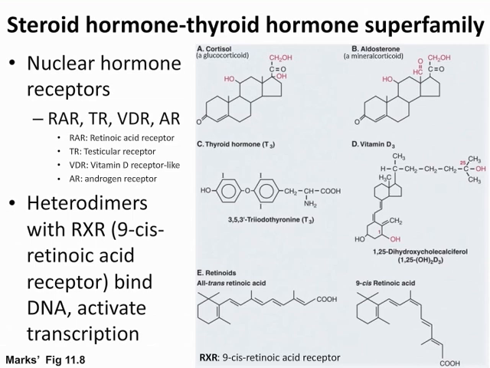If you look at the picture on the right, there's also several examples of some of those hormone receptors, so you should know those examples, but you shouldn't have to worry about the structure. And then sometimes these hormone receptors can bind to RXR, which is 9-cis-retinoic acid, and it forms a heterodimer. So this binds to DNA and activates transcription.